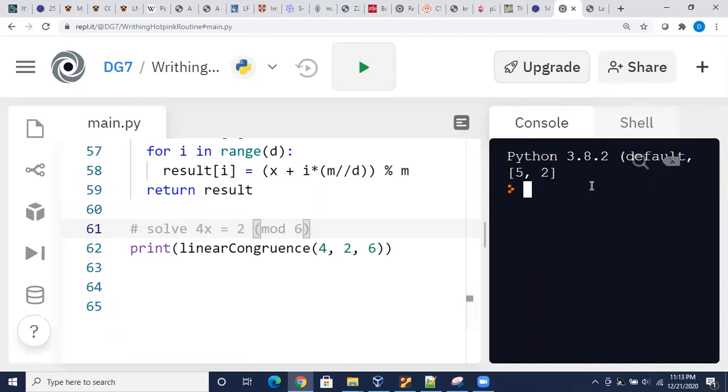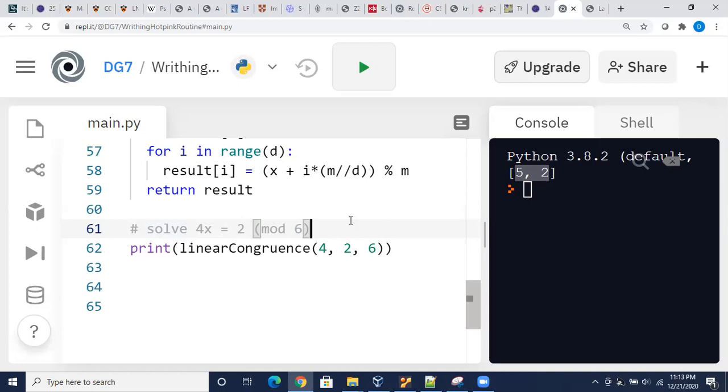As you can see, 5 and 2 are the two possible solutions. When you plug in 5 here, 4 times 5 is 20. 20 mod 6 is 2 because 20 divided by 6 gives remainder 2. And 4 times 2 is 8. 8 mod 6 is also 2. So these are the two solutions. 5 and 2 are the only two solutions. You can confirm yourself whether there are any other solutions, but you will not find anything other than 5 and 2.